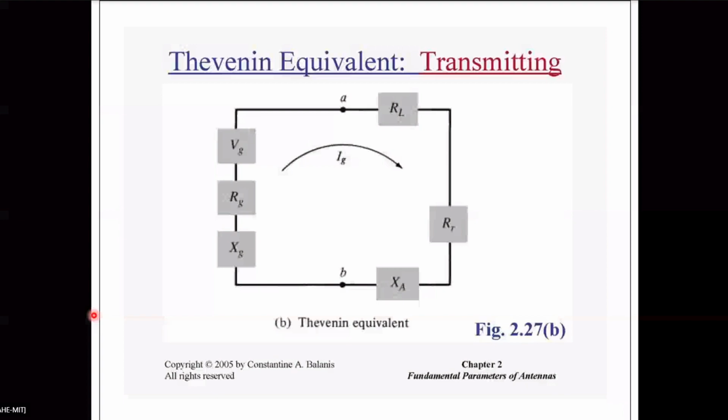Okay. Now you see a circuit, a closed loop. Now this is the voltage source, so AC voltage source. This is the internal impedance of the generator, RG plus jXG. Okay. So in the antenna side, what do we have?